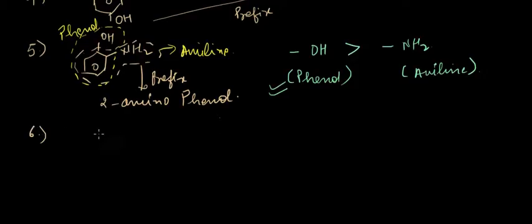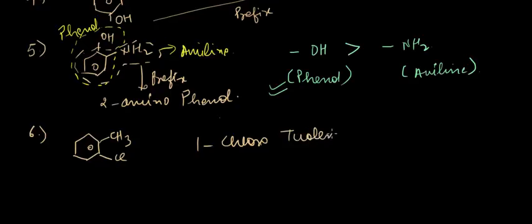Okay, now let's have a look at this example. This is simple, right? 1-chlorotoluene. This functional group's name is toluene. Okay, now let's have a look at this compound.